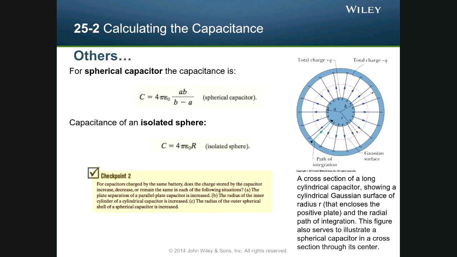Now, the radius of the outer spherical shell of the capacitor is increased. If the outer radius is B, and B increases, this part gets bigger, and we're looking here in the denominator. The denominator is getting bigger, and the numerator is getting bigger, so this one can seem a little harder.